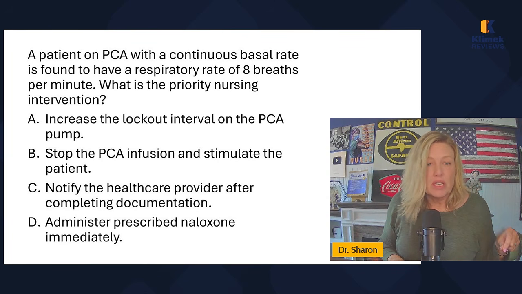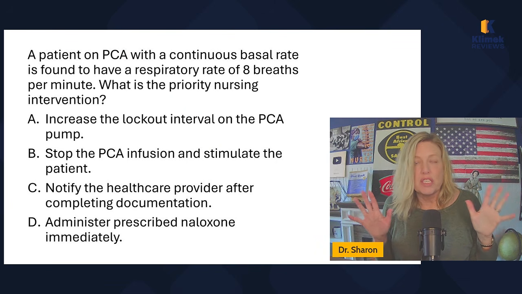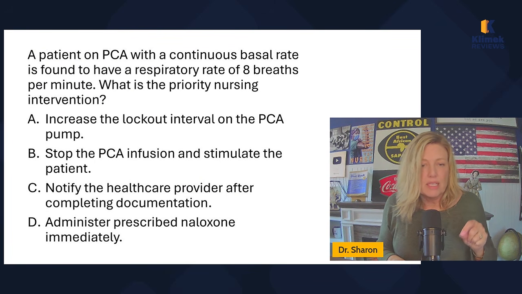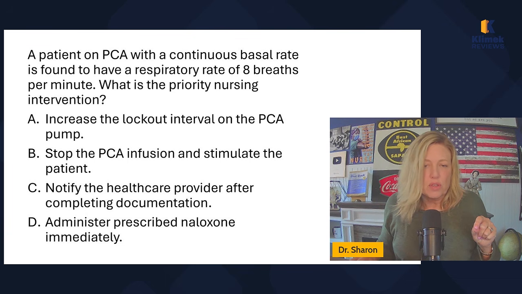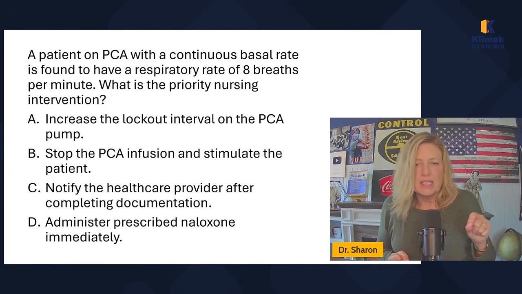Increase the lockout interval on the PCA pump. I mean, they've got 8 breaths per minute. I have to be more aggressive than just decreasing the medication rate. Stop the PCA infusion and stimulate the patient. That looks like a good idea. Notify the healthcare provider after completing documentation. Well, I will want to do that. Administer prescribed naloxone immediately. No, I don't need to do naloxone immediately. I need to see if I can stimulate them first.